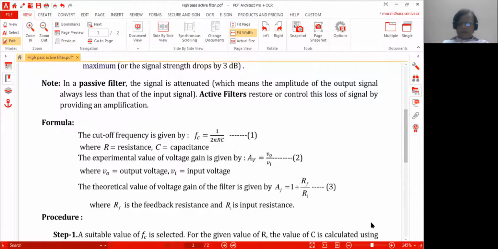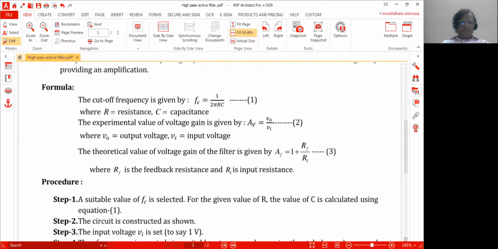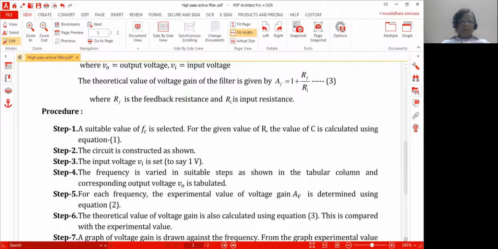Now, these are the formulae used. FC is equal to 1 over 2 pi RC. The experimental voltage gain AV is given by V0 by Vi. Theoretical voltage gain, because I'll be inputting it to the non-inverting terminal, AF is equal to 1 plus RF by RA, where RF is the feedback resistor, RA is the input resistance.